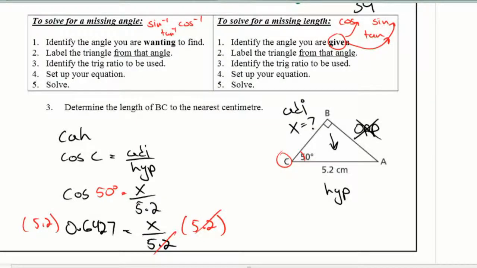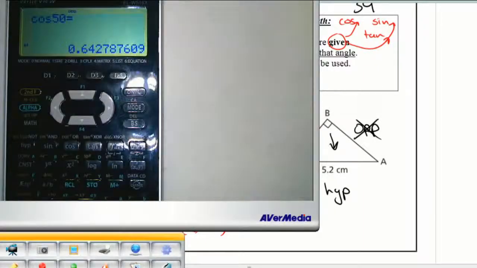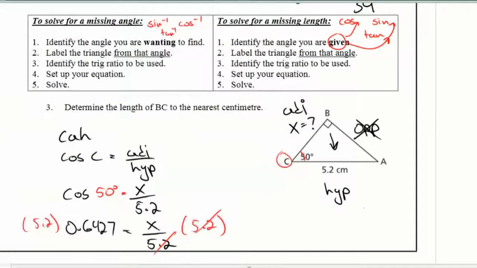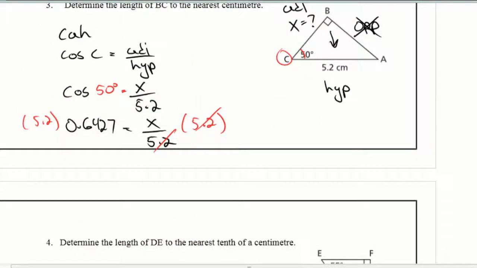So if I jump back to my calculator, I have this ratio. Now all I need to do is multiply it by 5.2. So on my calculator, just go times 5.2, and I get 3.34. So it means that X is equal to 3.34. And in this case, we're dealing with centimeters.